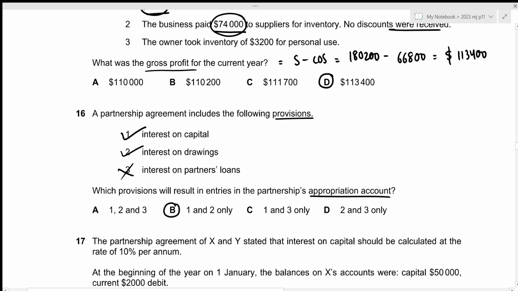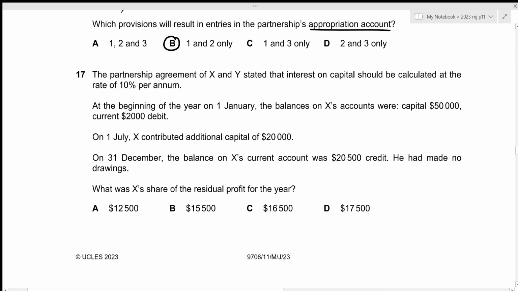Let's move towards the 17th question. The partnership agreement of X and Y stated that interest on capital should be calculated at the rate of 10% per annum. At the beginning of the year, on 1st January, the balances on X's accounts were capital 50,000 and current account 2,000 debit. So this just means that X will owe 2,000 to the partnership business. On 1st July, X contributed additional capital of 20,000. On 31st December, the balance on X's current account was 20,500 credit. He had made no drawings. We need to figure out X's share of the residual profit for the year.